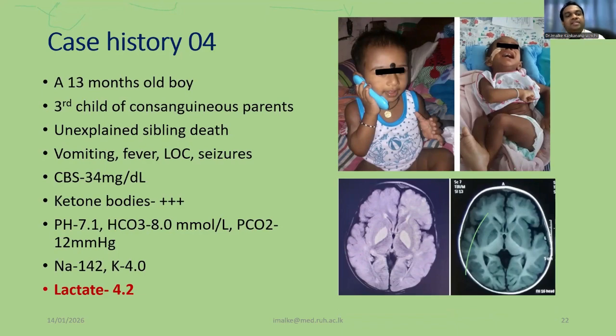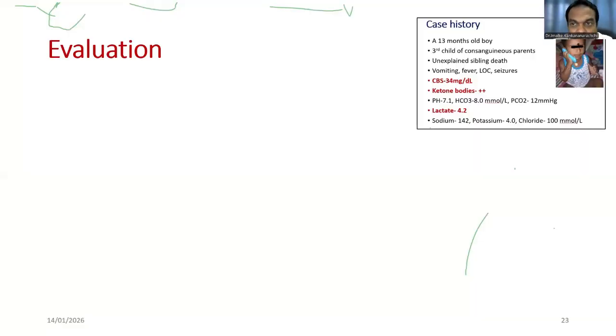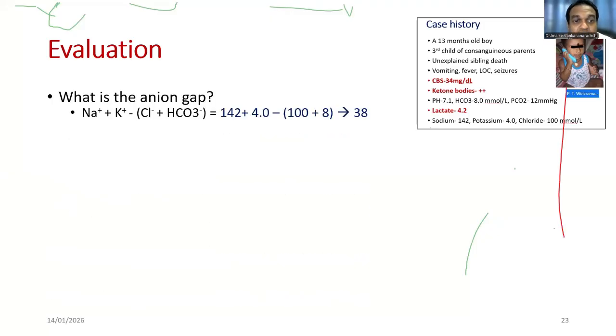Now I will take this as a case to evaluate how we are going to approach this child. Assume that you are in a setting where you don't have any investigation other than the basic investigations that I have already shown. So what is the anion gap? Sodium 142, potassium 4, chloride is this much. Then you can see the anion gap is high. Now we need to think whether this is a ketone body induced acidosis, lactic acid induced acidosis, or organic acid induced acidosis, or else a mixed one. Let's look at that.